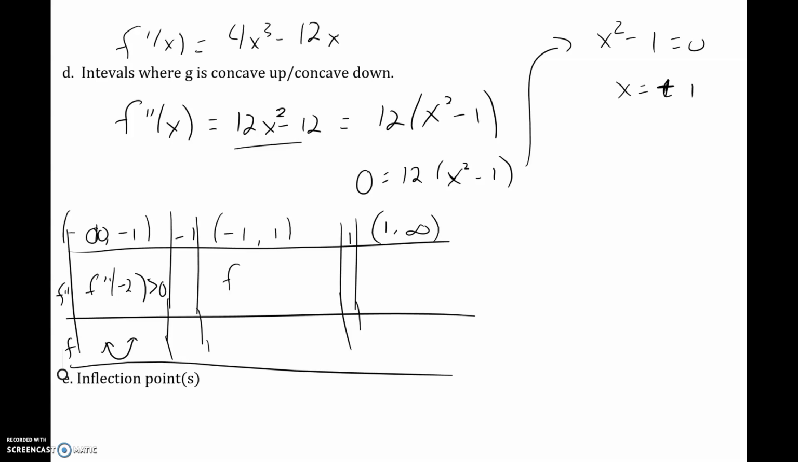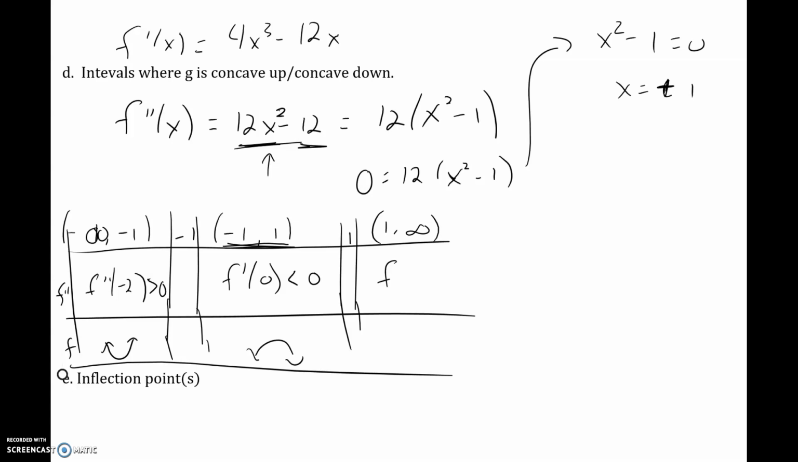And if I plug in a test value, what's a good test value between -1 and 1? Probably 0. So if I plug in 0 here, I get 12 times 0, which is 0 minus 12, -12, which is definitely less than 0. That means it's concave down there.